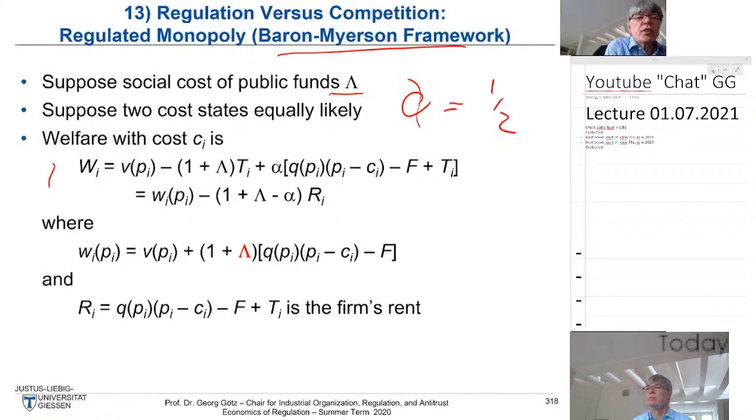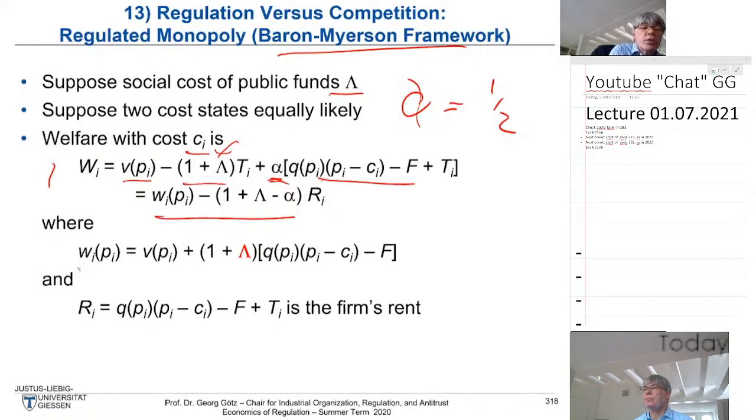So the welfare with cost C_i, welfare in state i, is just consumer surplus minus the transfer I pay. And of course, the transfer is more costly, not one-to-one, if we have the social cost of public funds. And we take account of the rent the firm gets. Typically we assume that alpha is equal to 0, but here we did it differently. And here we rearranged it in a way we also did in chapters 9 and 10.